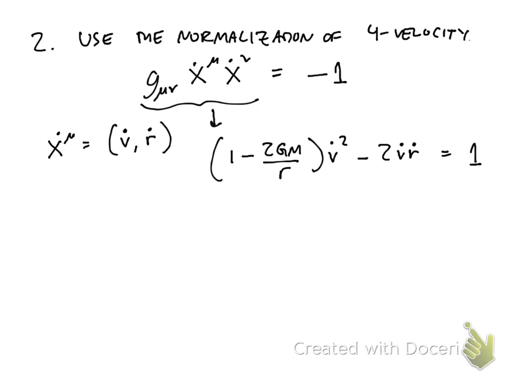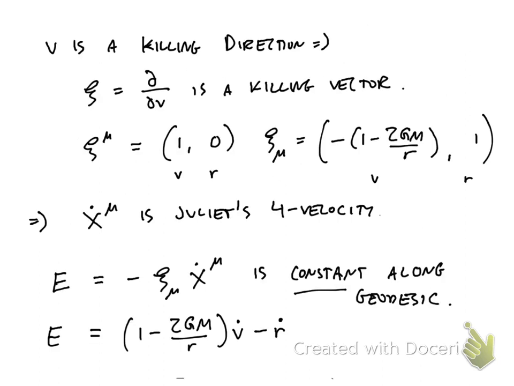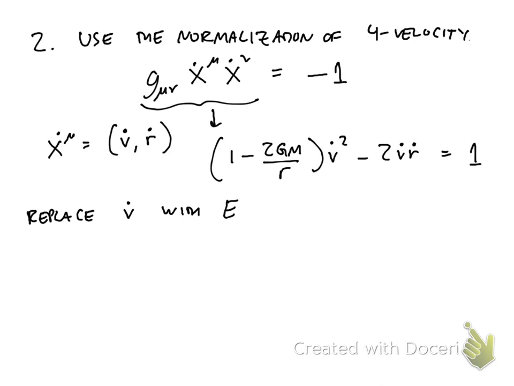So this is a constraint between v dot and r dot. And now the point is, I can replace v dot with E. In other words, I can use the expression that we derived previously, this expression right here, and use that in this expression to get rid of v dot in terms of E. If I do that, what I find is minus r dot squared plus E squared equals 1 minus 2GM over r.